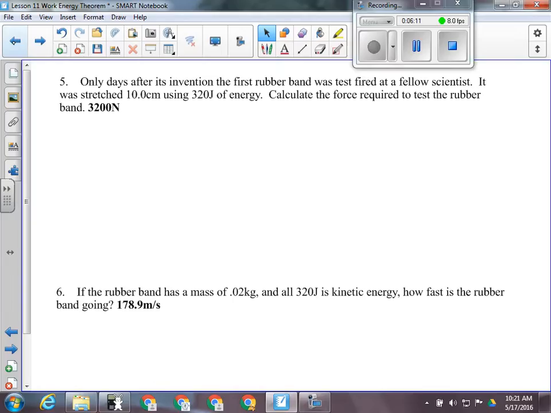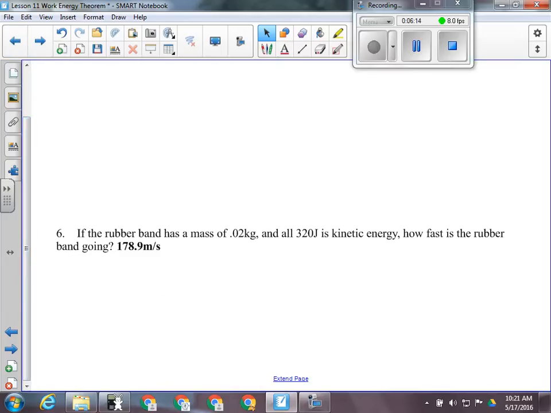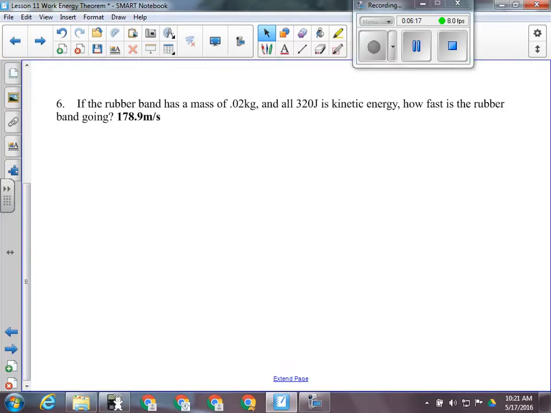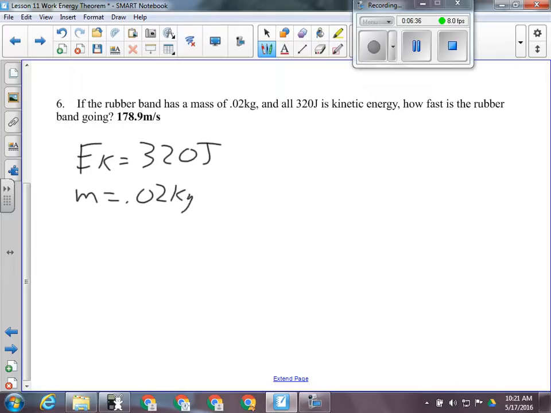Number 67, right here. Rubber band has a mass of 0.02 kilograms, and all 320 joules of energy that it has is kinetic. How fast is the rubber band going? All right, so they're telling us its kinetic energy is 320 joules. They're also telling me its mass, 0.02 kilograms. And they're asking me to find v. Do I have a formula that has those 3 things in it? Yep. Okay, this isn't actually a work energy theorem question. It's just a kinetic energy question. EK equals 1/2 mv squared.